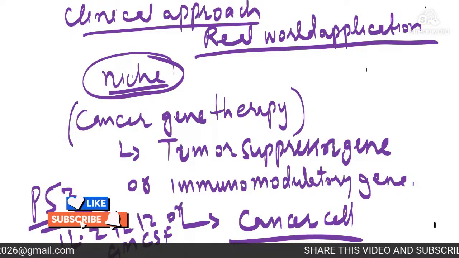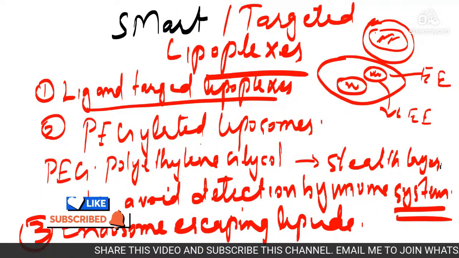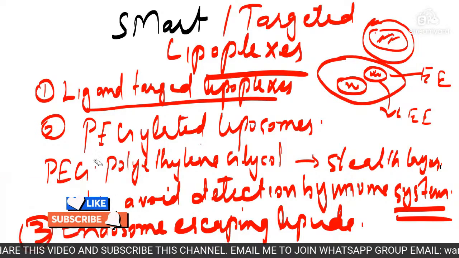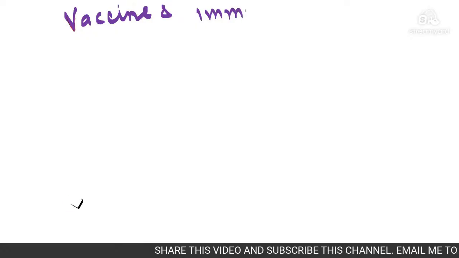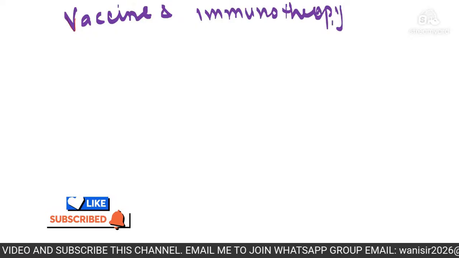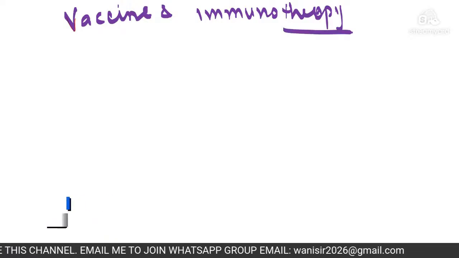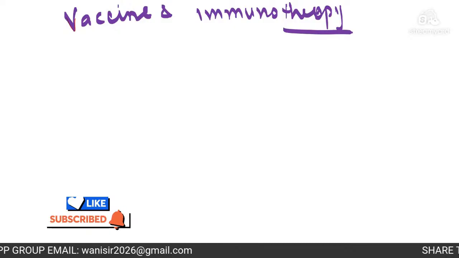So this is one thing. Another is vaccine and immunotherapy. Let us understand, what is the use of liposomes in it? Liposome based delivery plays a big role in modern DNA vaccine and mRNA platforms.